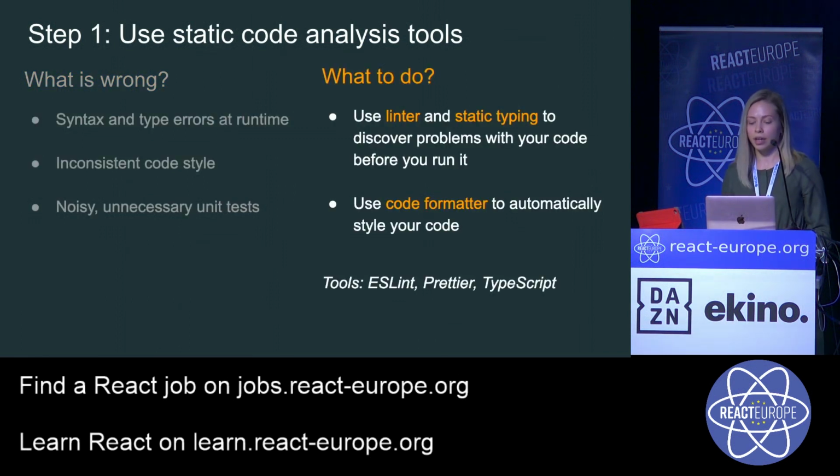So use a linter, such as ESLint, use static typing such as TypeScript or Reason React or Flow to discover the problems as early as you can and to eliminate errors in your code. Use a code formatter, Prettier, to automatically style your code for you. So even though at this point you have not actually written any code or any tests yet, you have already provided a very solid foundation for your testing strategy. This already will eliminate a massive number of bugs which you might have had to deal with in the future.